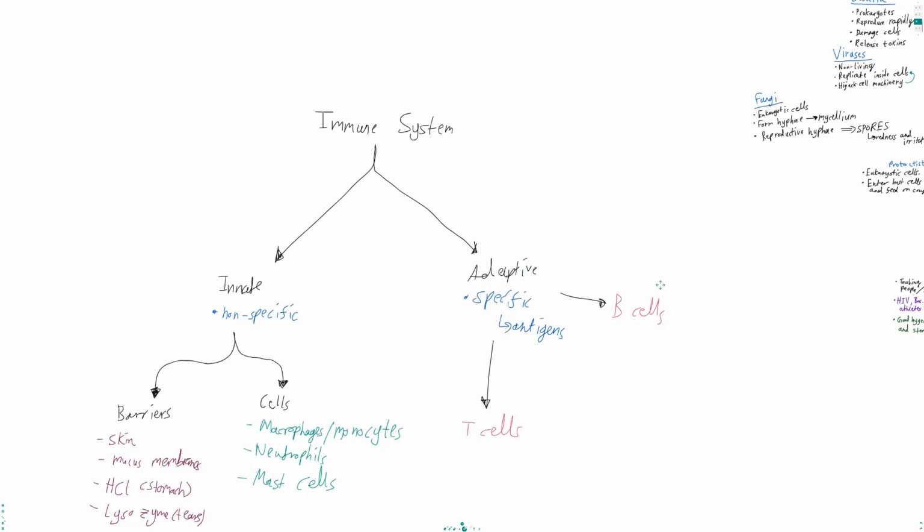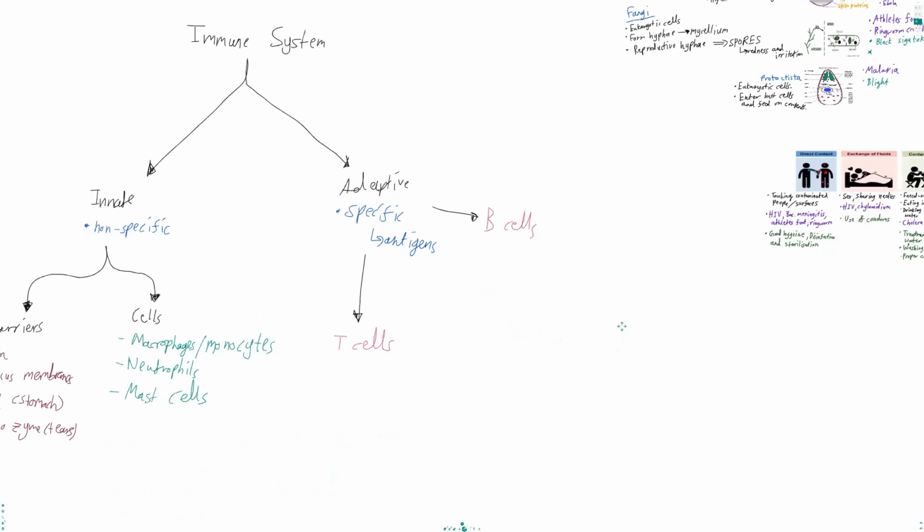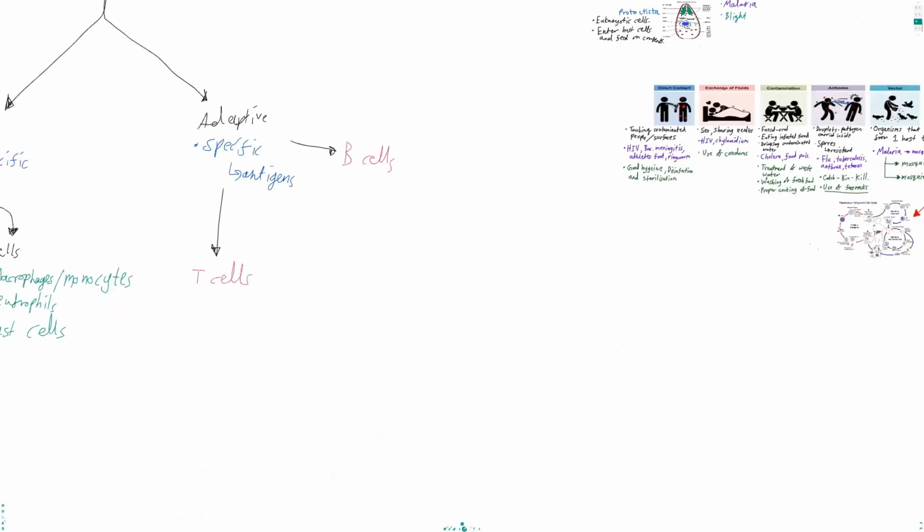They are made up of the B cells, and these B cells produce antibodies, which we'll come to later on in the module. We also have T cells, which can be split into cytotoxic T cells or T helper cells, which we'll come to in future videos. This video is just an overview of the immune system.